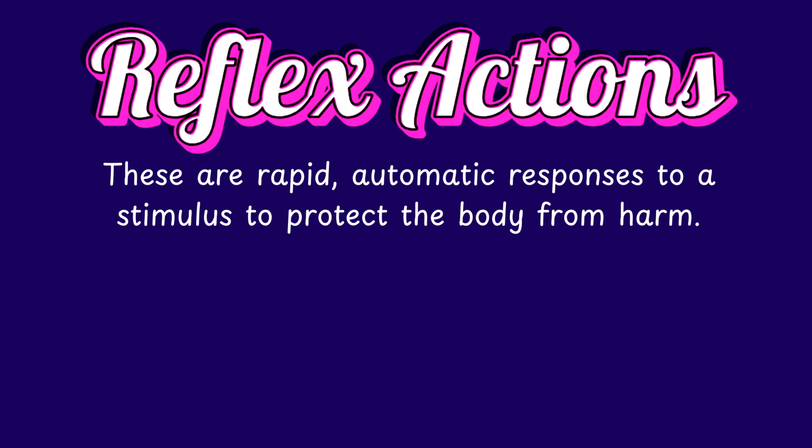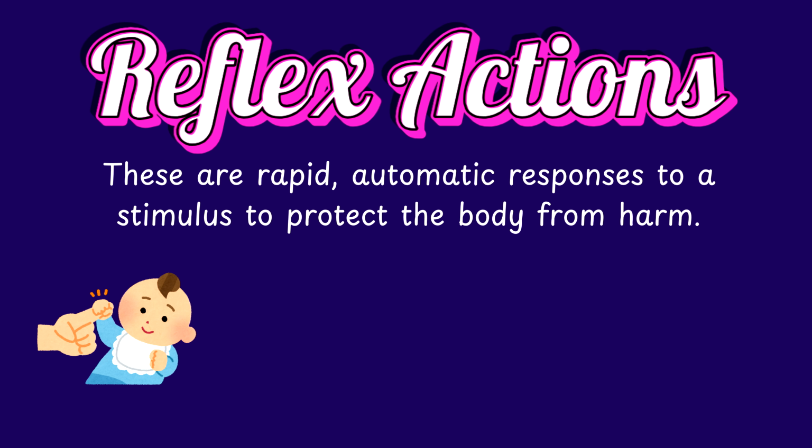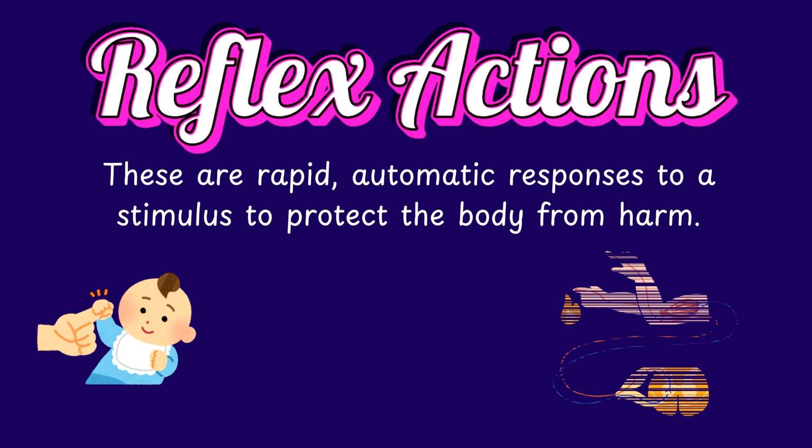These are rapid automatic responses to stimulus to protect the body from harm. For example, when a baby grips their parent to prevent falling, or when you pull away your arm from a hot object to prevent burning. These are what we call reflex action. The brain is not directly involved in producing these responses. This would take too long. The brain is informed after the action is done.